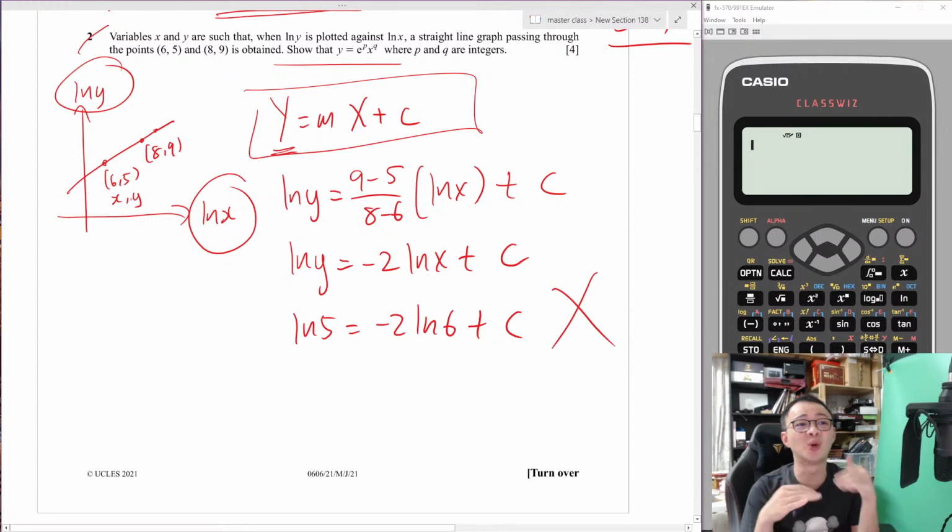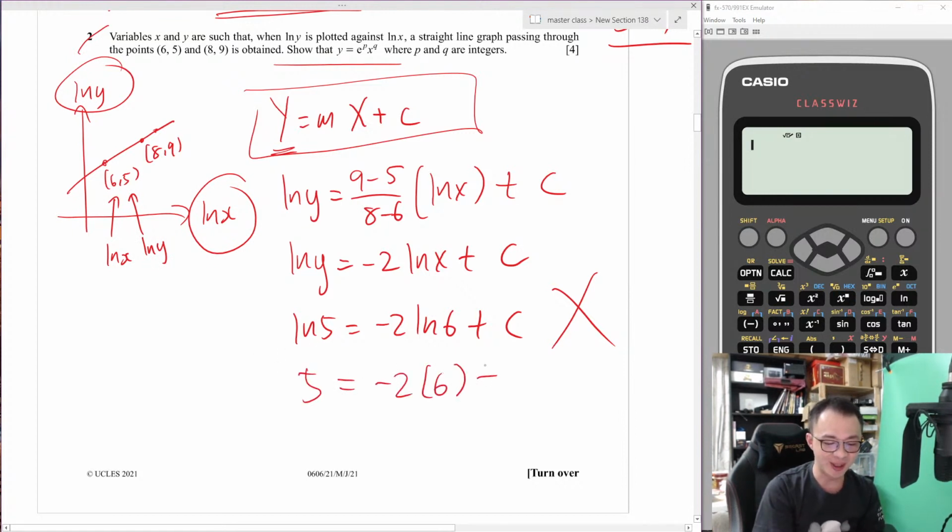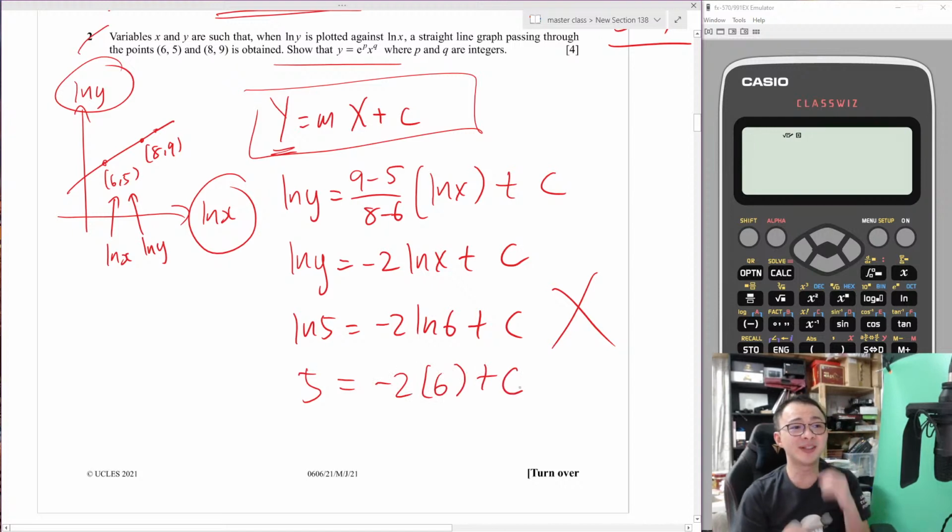This one is no longer the x-axis and y-axis, because we know the 6 itself is the value for ln x, and 5 itself is the value for ln y. So you cannot substitute like this. You need to substitute 5 equals -2 times 6 plus c. So this is the right way of doing this kind of question.